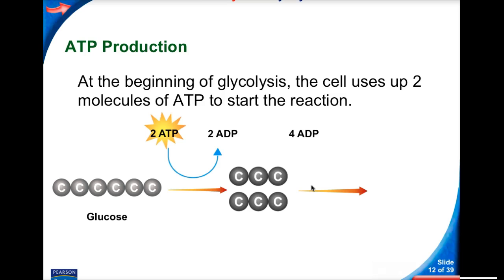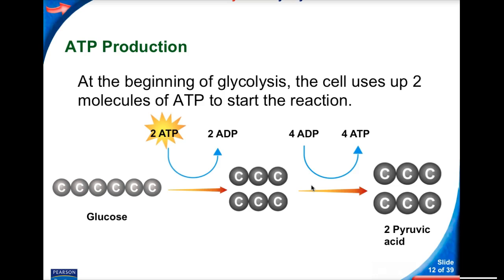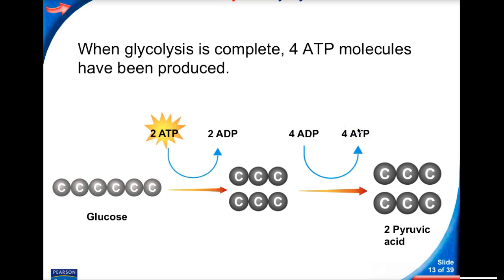And basically what will happen then is we get 4 ADP molecules that will come in to produce 4 ATP molecules. And we end up at the end with 2 pyruvic acid. So we are going from glucose, 1 molecule, which is 6 carbons, to 2 pyruvic acid. And each of those pyruvic acid molecules have 3 carbons. The initial step of glycolysis does require an input of energy to get the reaction going, but the output of ATP in the second part of the reaction, you get 4.